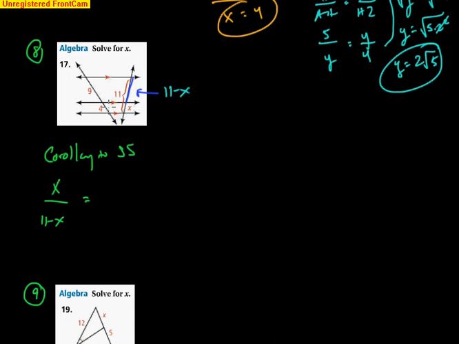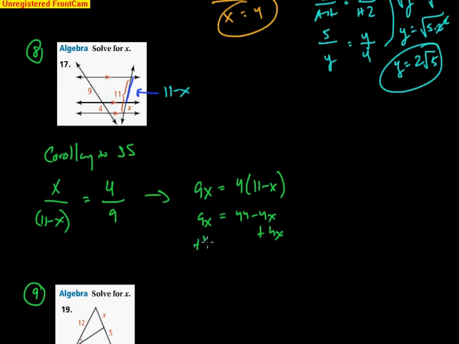And then I'll come back to where x's go across, 4 over 9. I see a minus sign, so put that in parentheses. I will work left to right, cross multiply. 9x equals 4 times 11 minus x. Distribute. 9x equals 44 minus 4x. Let's add 4x. 13x equals 44. I'm going to recopy it up here and divide.